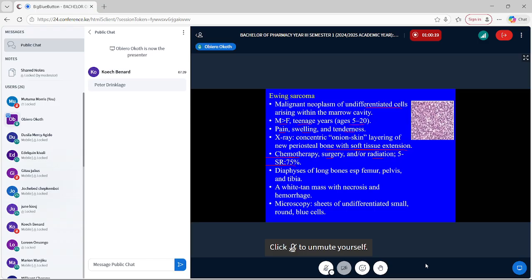Okay, it's a white mass with necrosis and hemorrhage, and on microscopy, you see sheets of undifferentiated small round blue cells. Small round blue cells.